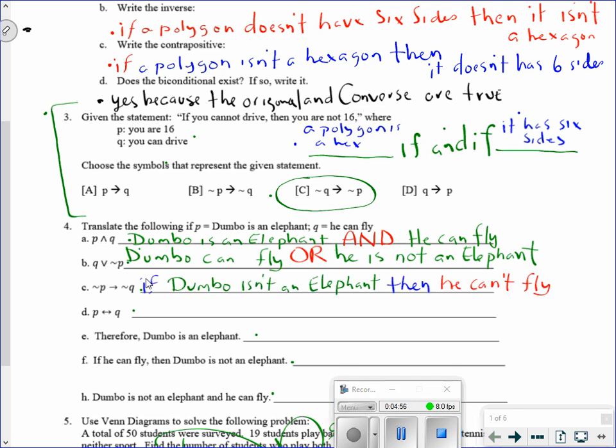If Dumbo isn't an elephant, then he cannot fly. Next one, P, and then that funny arrow going in both directions. Do you remember what that means? Put me on pause and come back and check your work. Dumbo is an elephant if and only if he can fly.